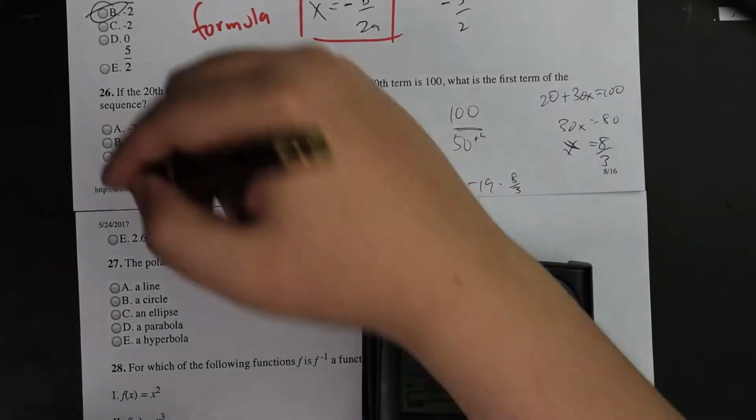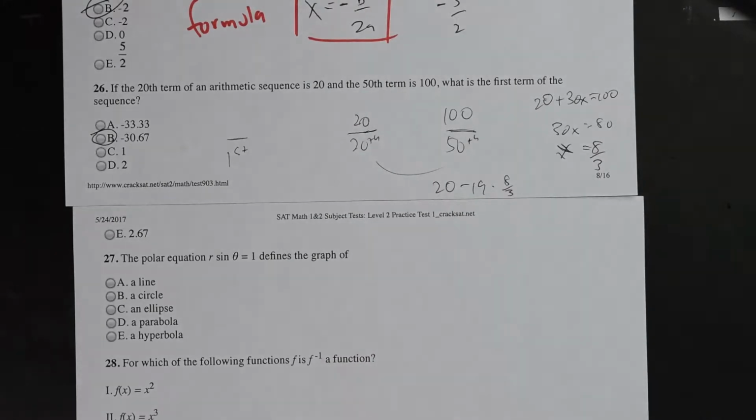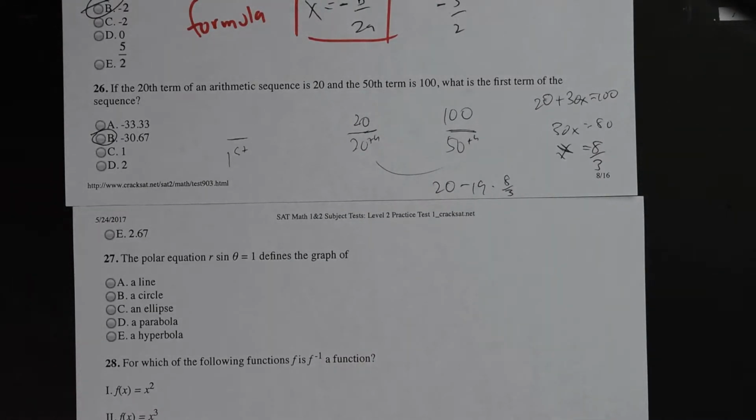Okay, so for number 26, my final answer for this question is B, and now I'm going to explain to you how I was able to get to this answer so quickly. If you know the equation for an arithmetic sequence, you could feel free to use that. Personally, I tend to forget the arithmetic or geometric sequence formulas, so there is an easier way you could get to the answer and solve it without having to be reliant on equations.